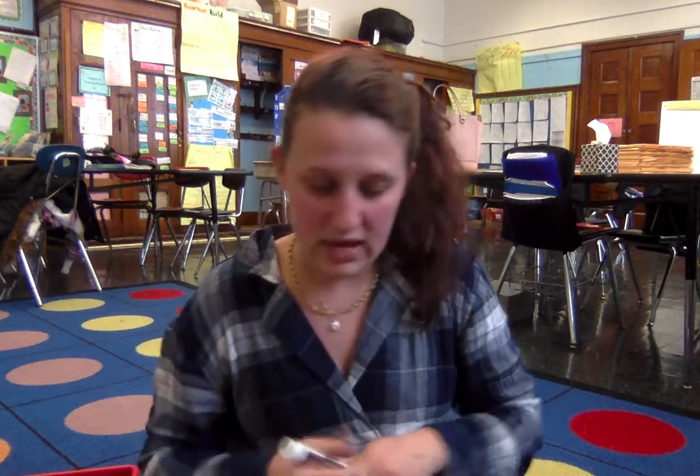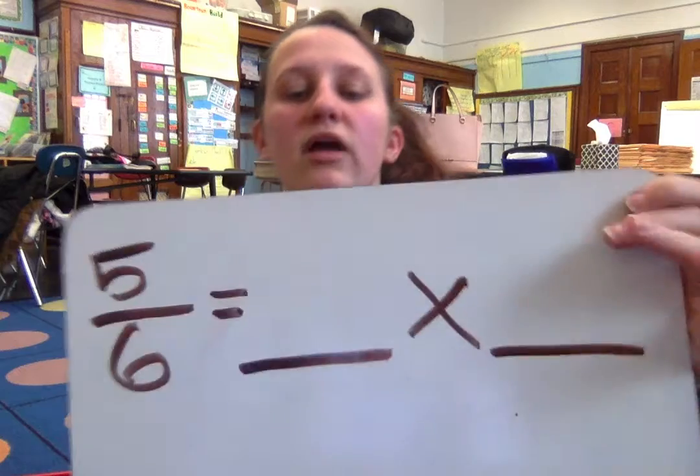So if we were to write that as a multiplication equation, we would write it like this. We have 5/6, 5/6 left over. And we're going to write it as a multiplication equation. So I'm going to put 2 blanks. Blank times blank. This is what it would look like.